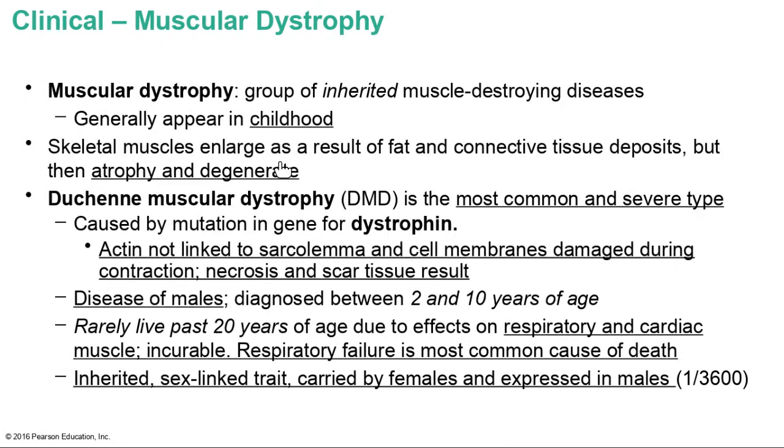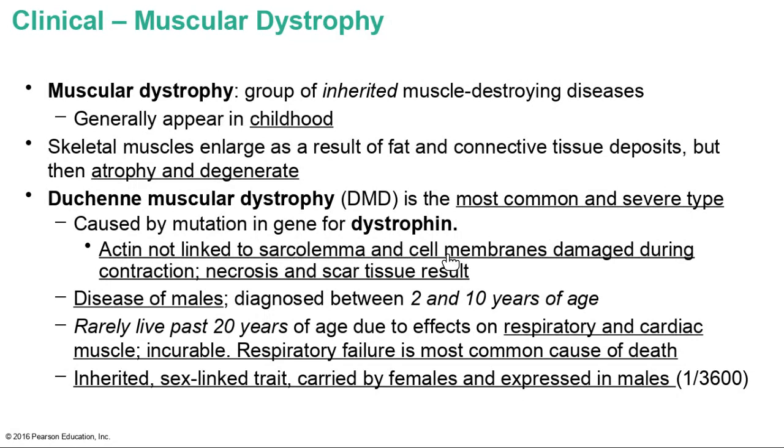So what's the problem here? We have a mutation in the gene for dystrophin. Right? So remember what dystrophin does. Dystrophin is going to link thin filaments to the sarcolemma, right? But if you don't have dystrophin, well, you're not going to have a proper structure associated with the sarcomere and the sarcolemma.